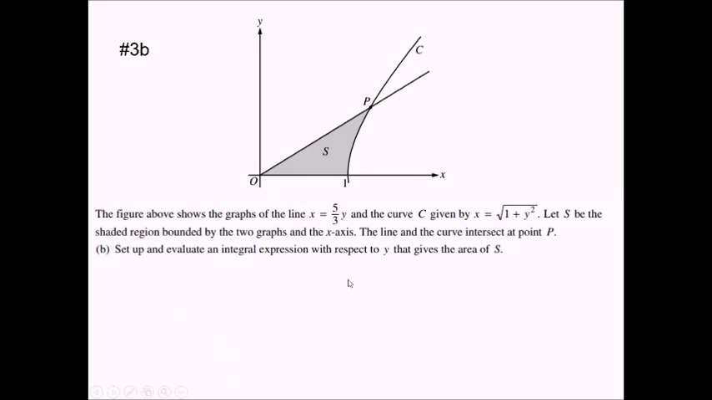For this part of the problem, they want us to set up and evaluate an integral with respect to y that gives the area of S. So to help me out here, I'm just going to rewrite the point I found in part A. We saw that P was 5/4, 3/4. And if I'm going with respect to y, that means my integral, I'm going to have to be going, let's see, this is from bottom to top. So at the bottom we have 0. At the top we have the y value 3/4, so integral from 0 to 3/4.